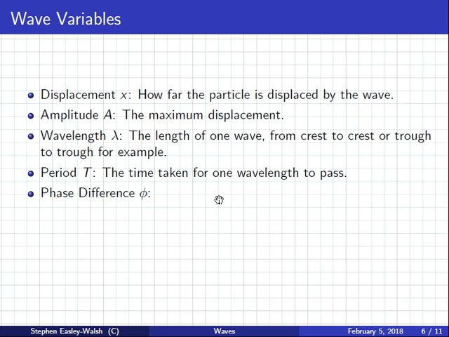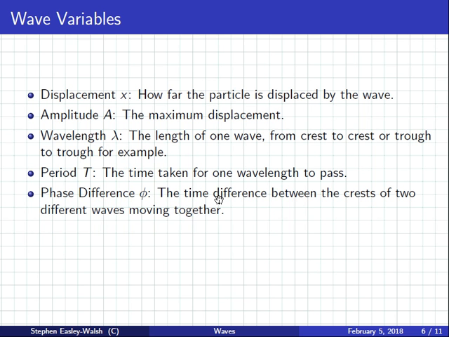And the phase difference, does anybody know this one? Maybe an advanced word. Okay. Anyone else? It's the time difference between the crest of two different waves moving together. So, imagine you have one wave moving here, and another wave moves beside it, and I'm standing here, and here comes the first wave, and there's a crest, and then I start my watch, and here comes the second wave, and the crest passes me, and I stop my watch. It's the time difference for the two crests to pass me as they're moving.